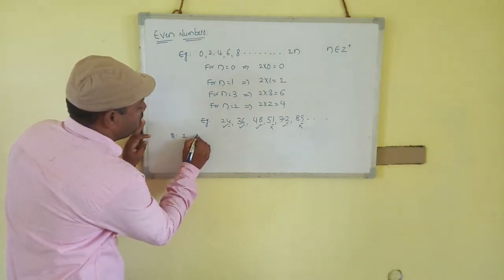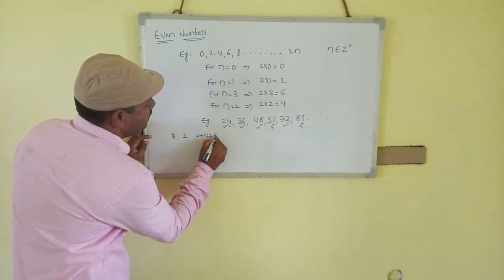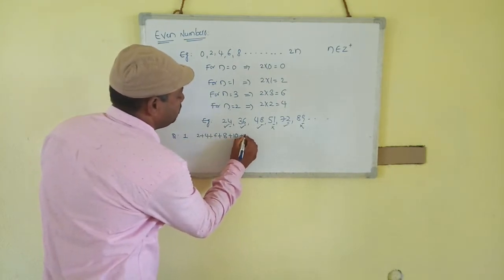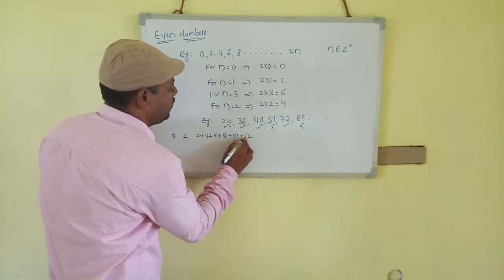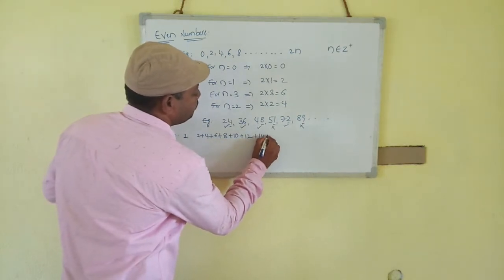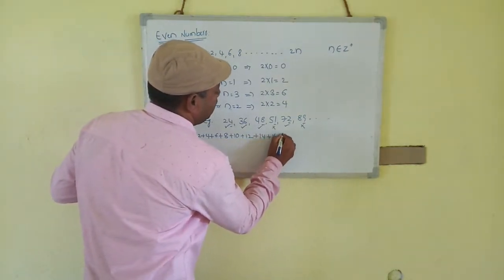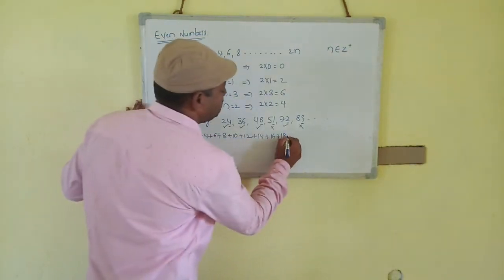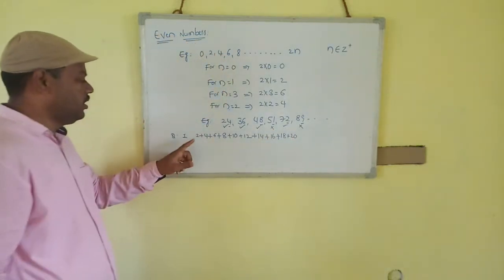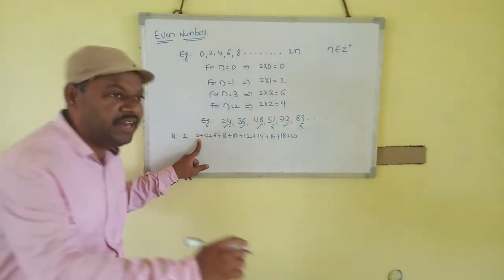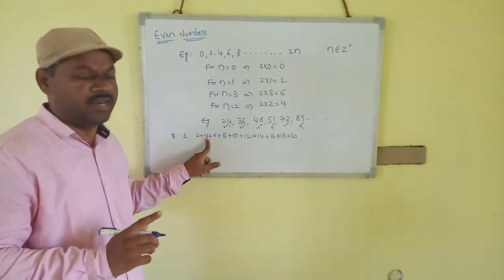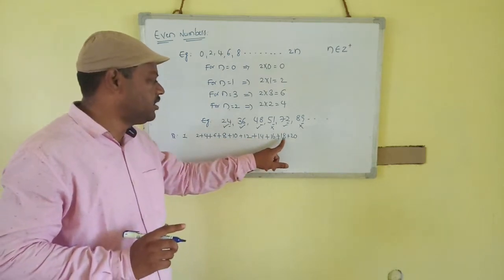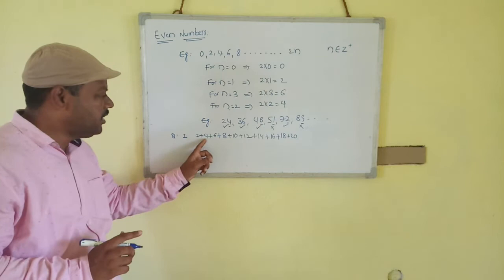2 plus 4 plus 6 plus 8 plus 10 plus 12 plus 14, next 16, next 18, next 20. This is the first even natural number, second even natural number, third, fourth, fifth, sixth, seventh, eighth, ninth, tenth. Totally 10 even natural numbers.